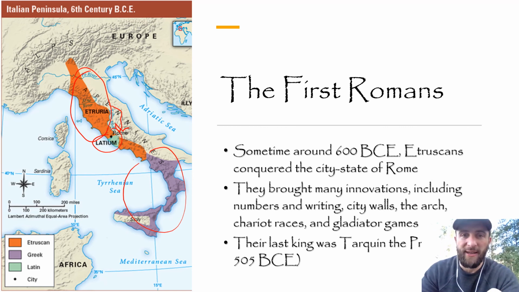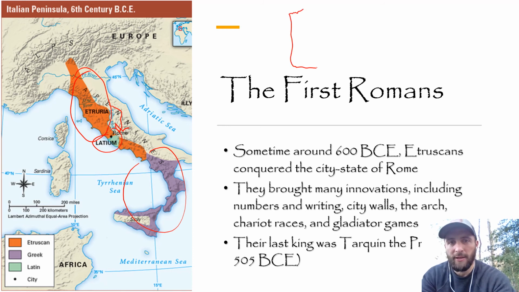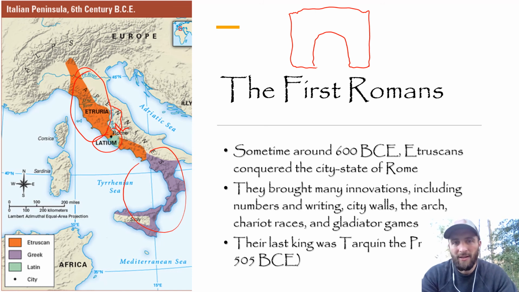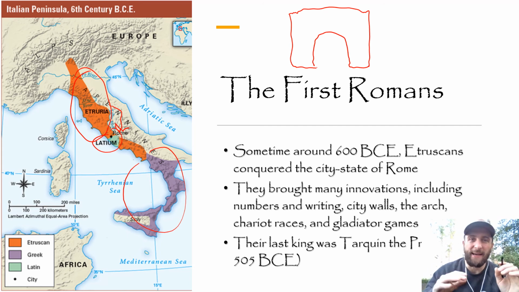In terms of architecture, they came up with the design of the arch, basically the Roman signature design in architecture. For context, the arch would look something like this. All right, it's not a great drawing, but that's one of the things they came up with. They also came up with a lot of the Roman forms of entertainment that they would go on to love, such as the chariot races and the gladiator games. We will definitely talk more about those in the future because it's so much fun to learn about. But just know a lot of cultural influence came from the Etruscans.